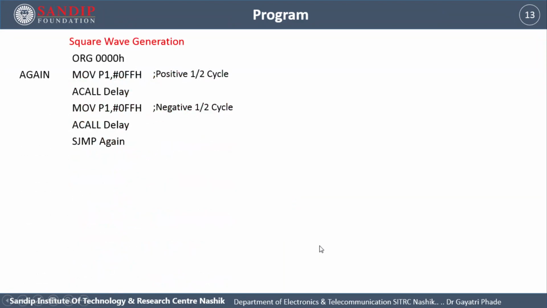Write a program. The analog signal may be available in different forms. We will study them one by one. The first form is the square wave. So to generate a square wave, how is the program? For the positive half cycle, we send FF to the port P1, and for the negative half cycle, we send 00. So for the positive half cycle FF, for the negative half cycle 00. In this way the waveform will be displayed.